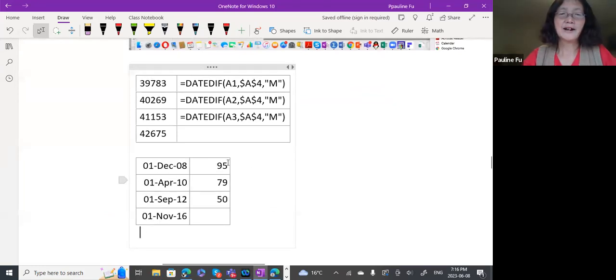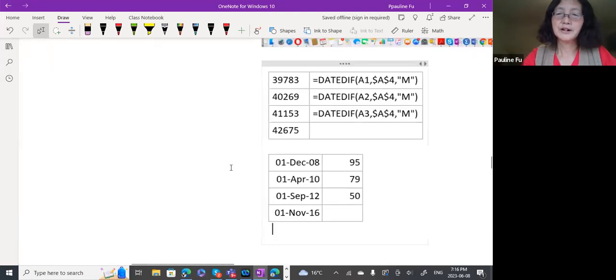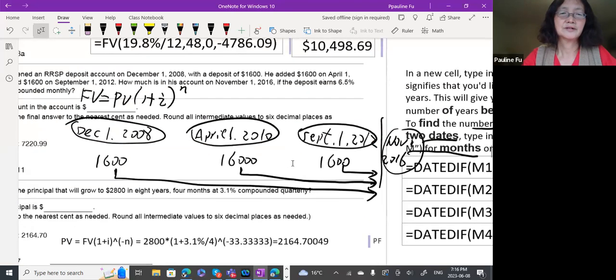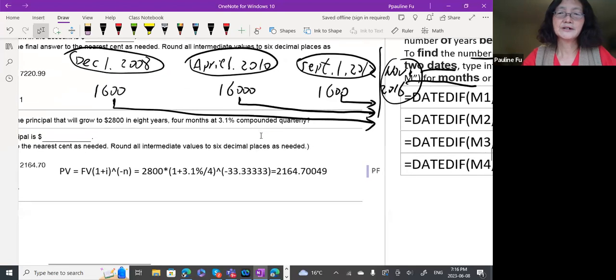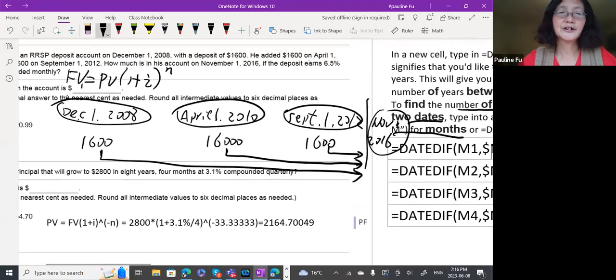Okay, we calculate how many months. Once we calculate 95, 79, once we calculated that, we then use this formula to do 3 future value calculations. So we'll use the subscript FV1 to represent the future value from December 1st, 2008 to November 1st, 2016.